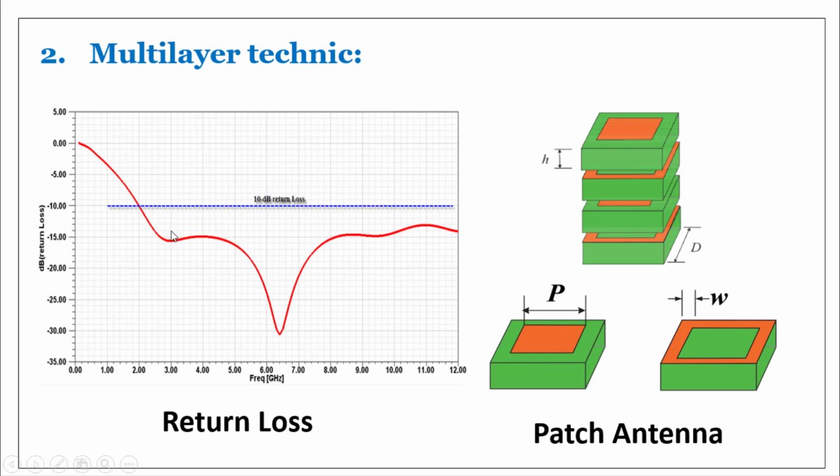Here we have a return loss as a function of frequency, so we can find that we have ultra wideband characteristic. Why? Because we have a return loss below minus 10 decibels from 2 GHz toward 12 GHz, and this bandwidth covers 3.1 to 10.6 GHz. So we can talk about an ultra wideband antenna.